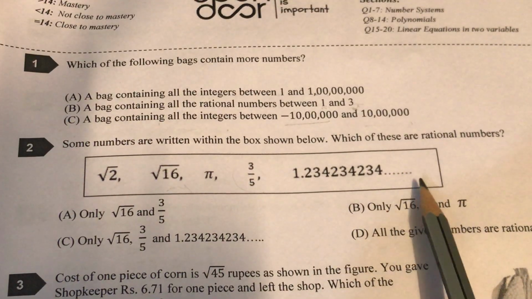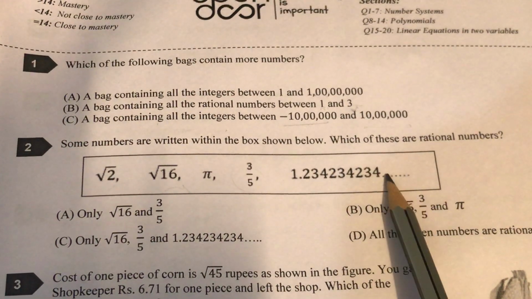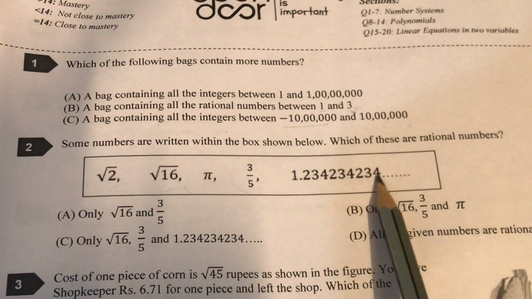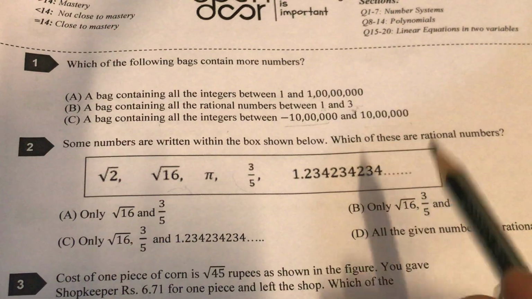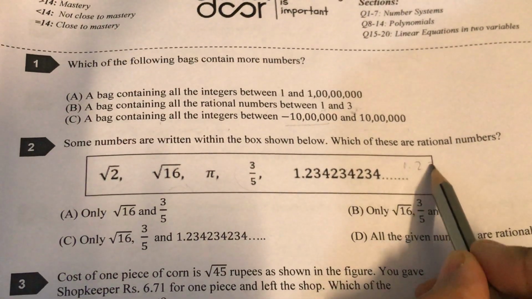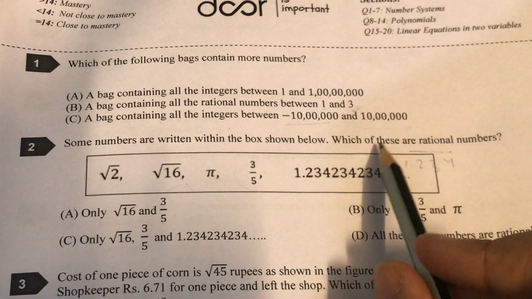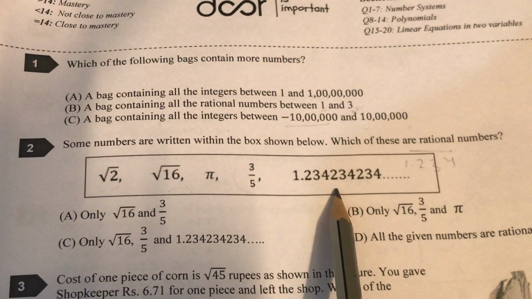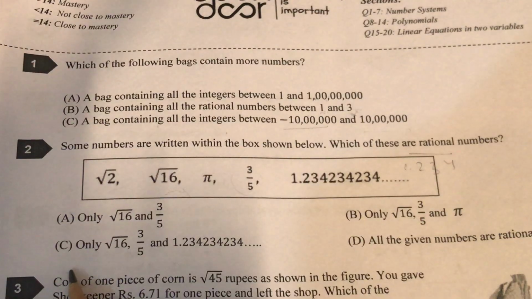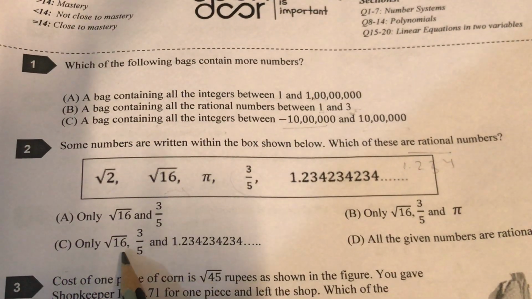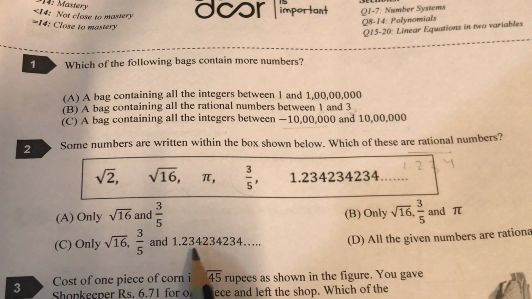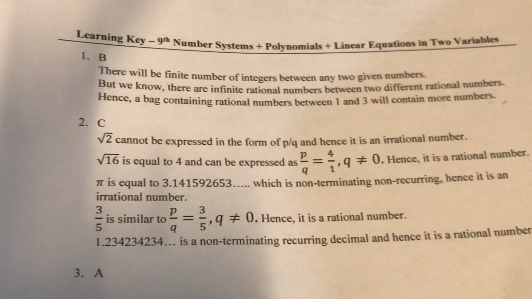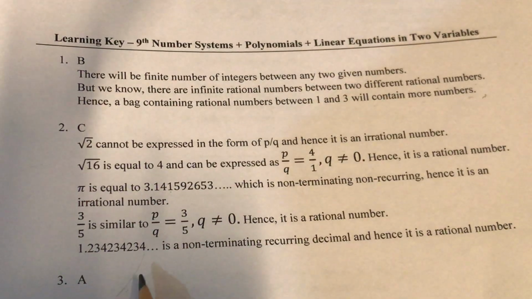And this is a non-terminating decimal, but it is a repeating decimal, because if you can see that 2, 3, 4, 2, 3, 4, 2, 3, 4 is being repeated. So this will be 1.234 bar. We can represent this in the form of p by q. Therefore, this is also a rational number, right? So the option is C. That is root 16, 3 by 5 and 1.234, 234 and 234. So here, this is my answer, alright.